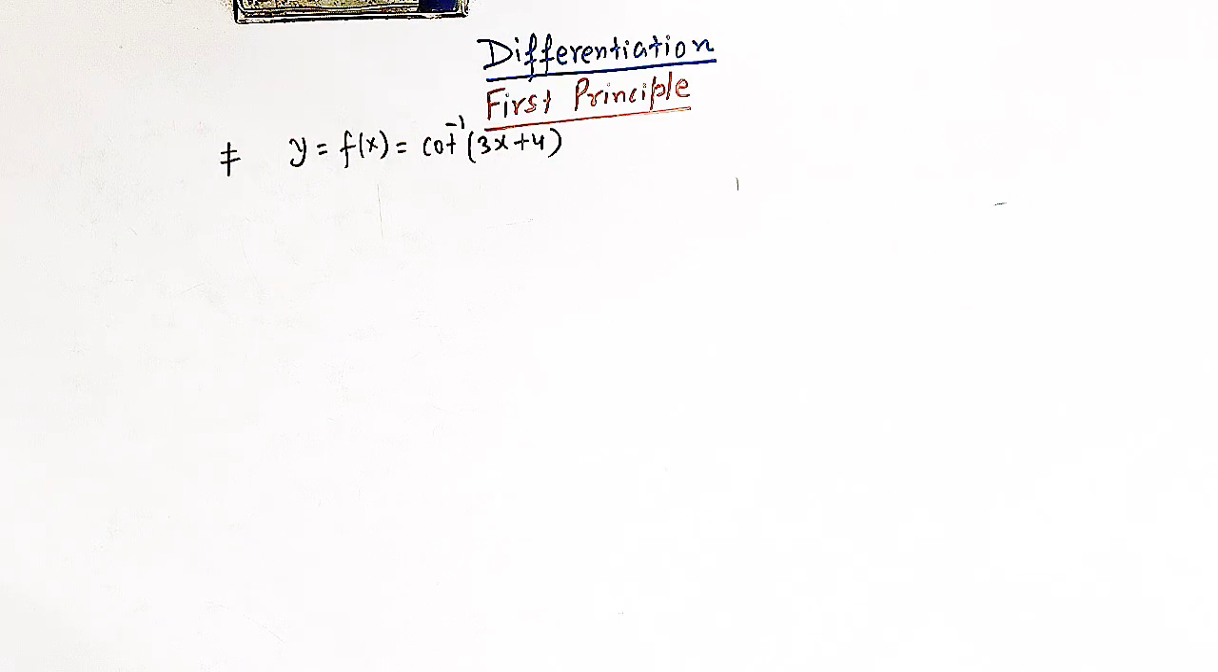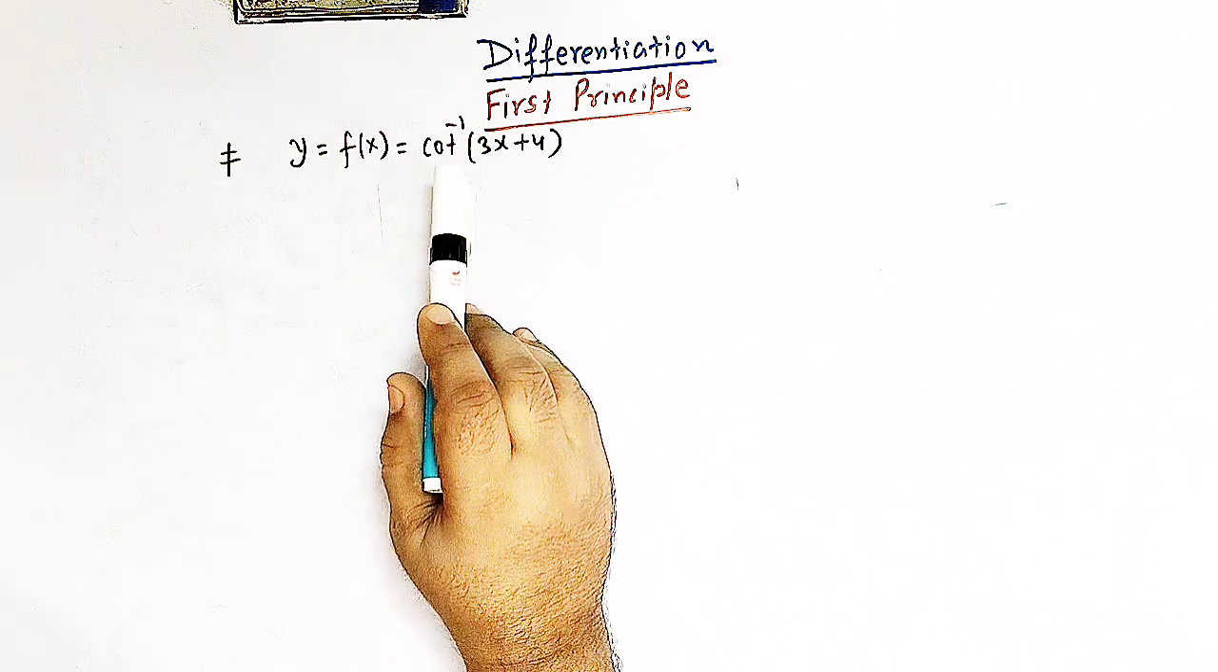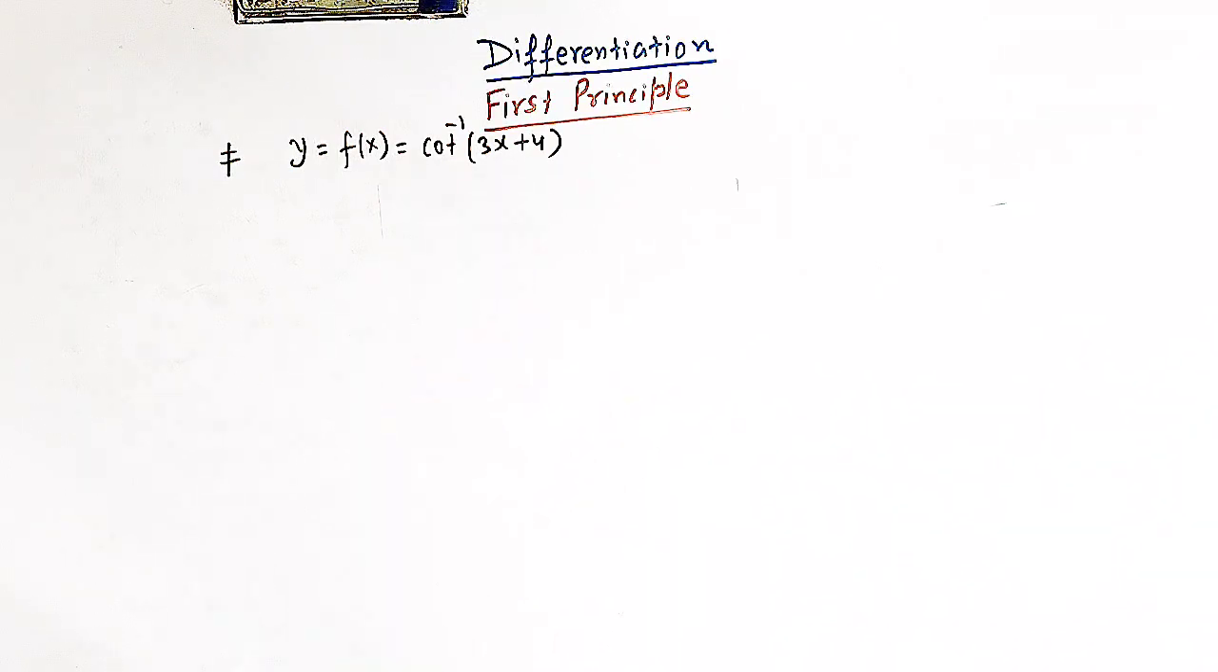So viewers, we have already discussed these type of problems in our earlier videos. So here we'll see how we can find out the derivative of cot inverse (3x plus 4) using the definition, the limit definition of derivative.